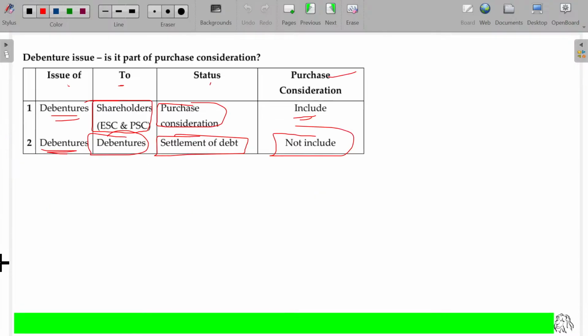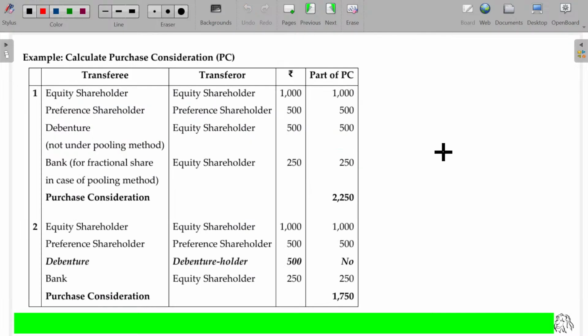And apart from that, any debenture issued to the equity shareholders is a part of purchase consideration, but anything offered to the debenture holders is not part of purchase consideration, so that is only settlement of debt. You have to keep that in your mind. We have studied that one also. And the calculation of purchase consideration format is also given here. See.